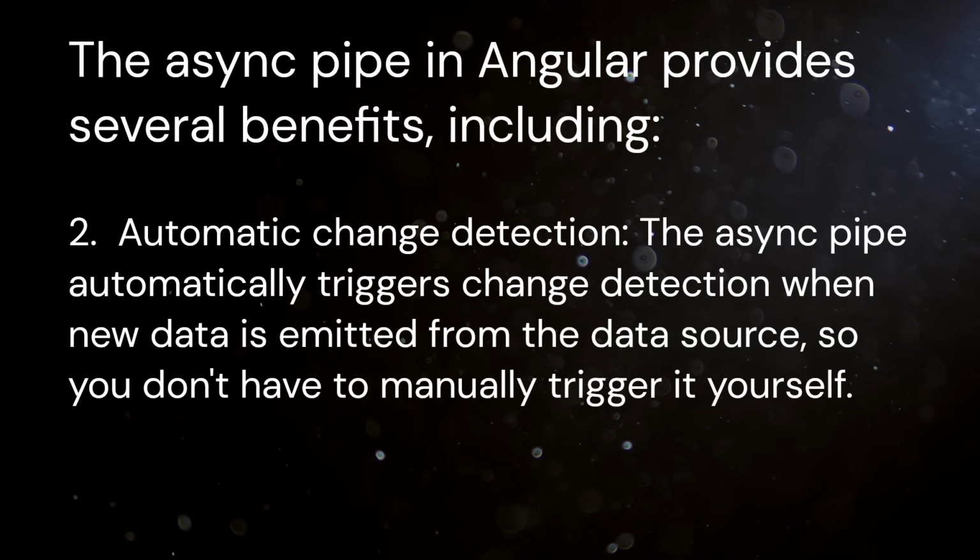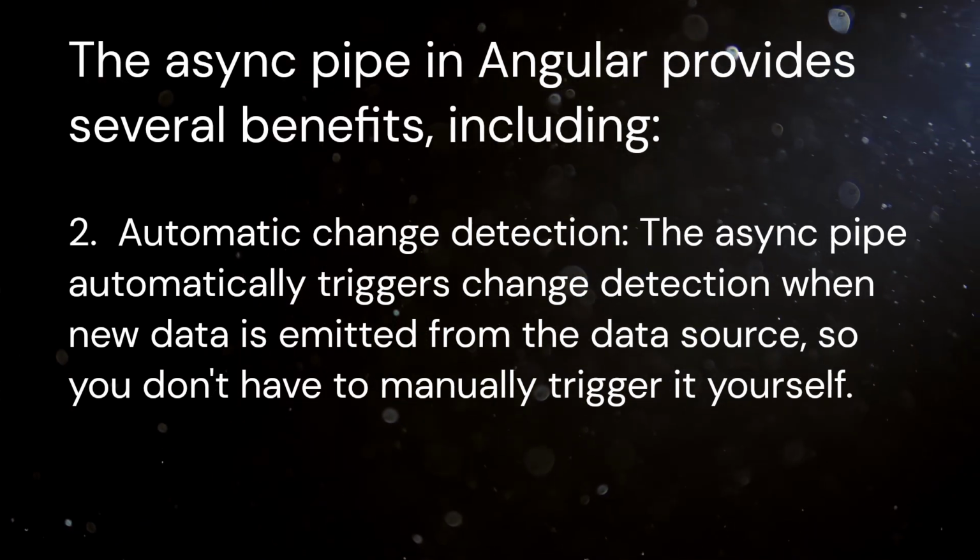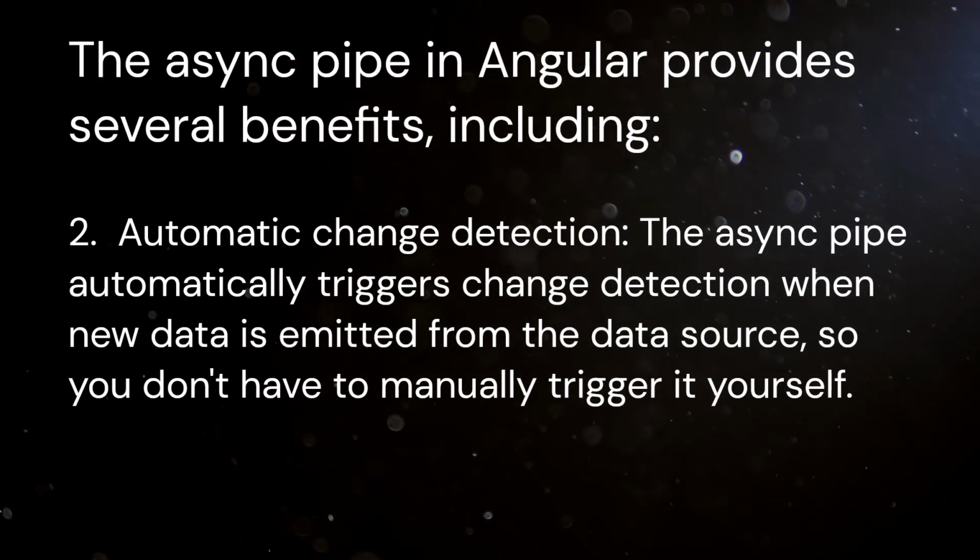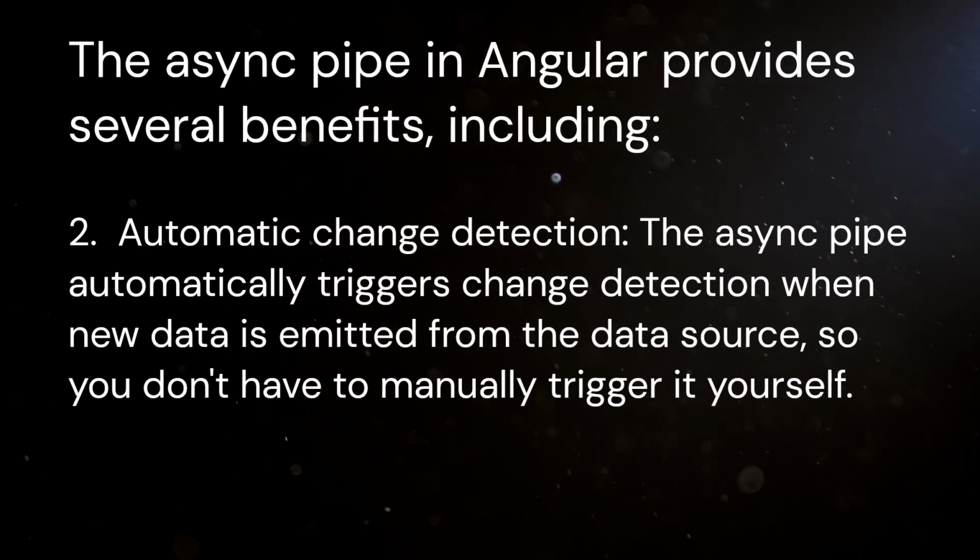The async pipe automatically triggers change detection when new data is emitted from the data source, so you don't have to manually trigger it yourself.